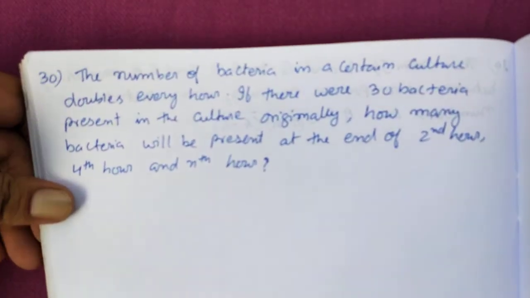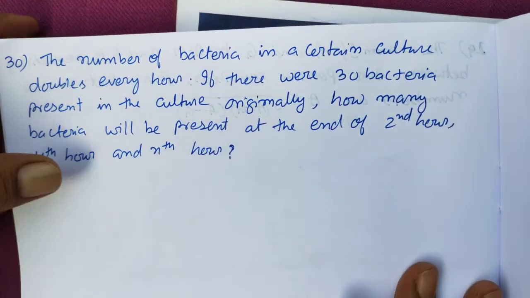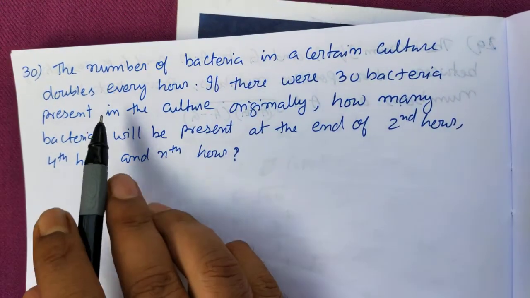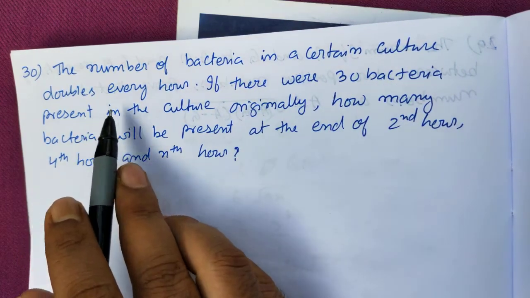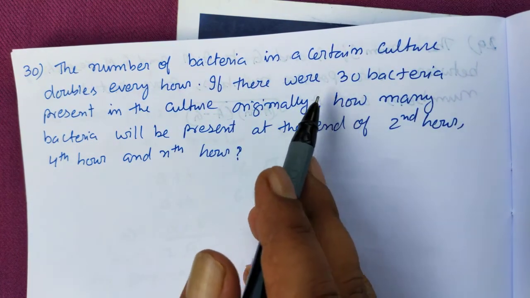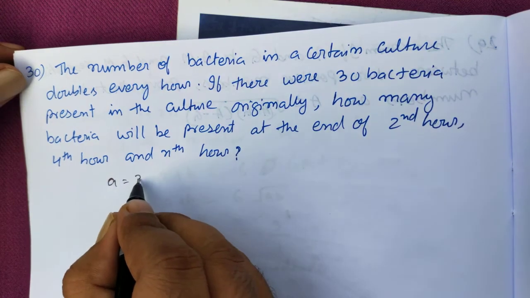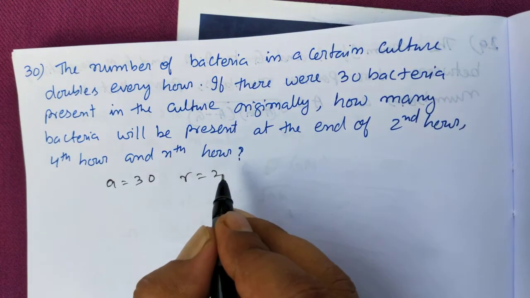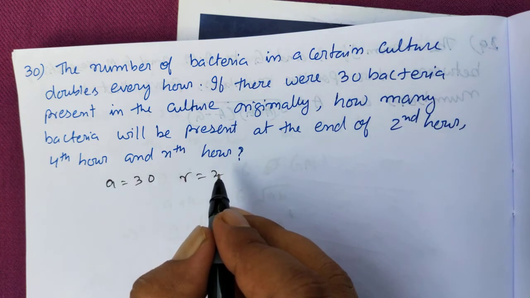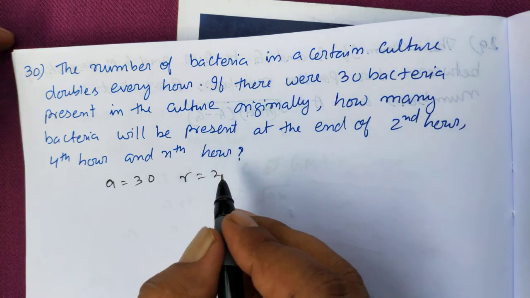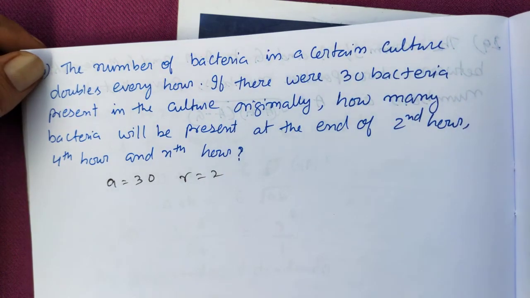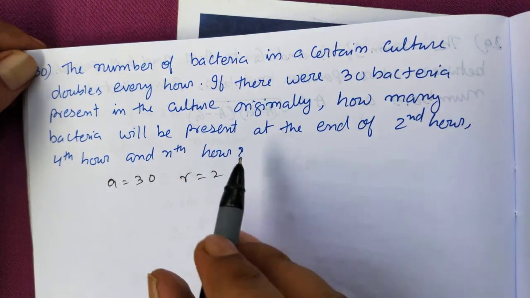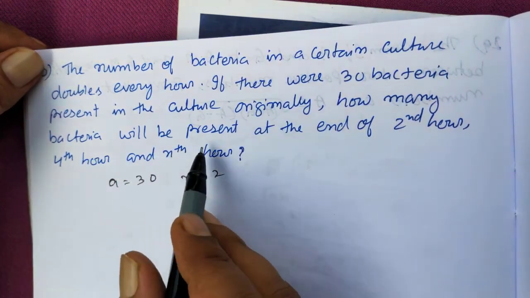We'll just skip and do some questions. Question number 30. The number of bacteria in a certain culture is double every hour. If there are 30 bacteria at present, means A is 30 and R will be double, 2. So what they are saying, how many bacteria will be in the 4th hour?